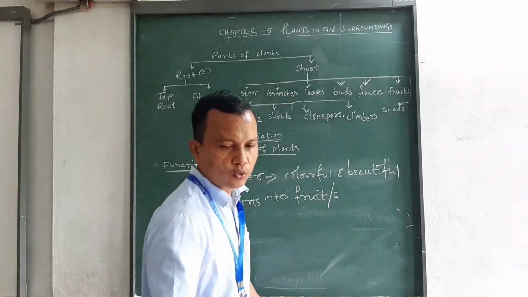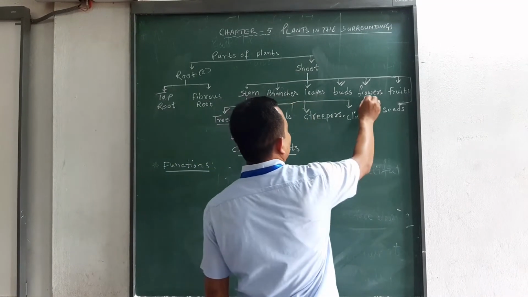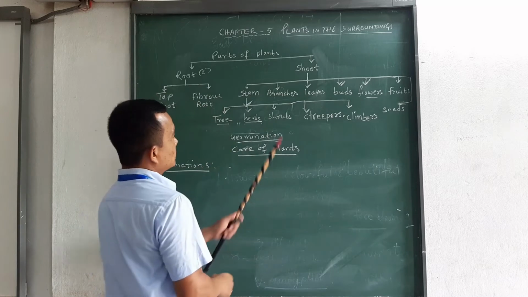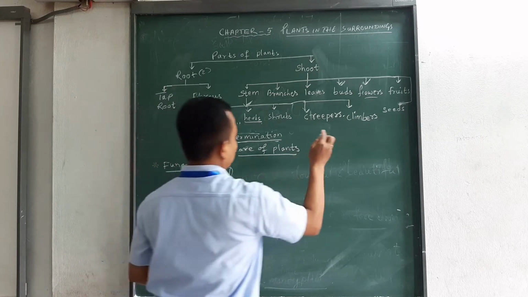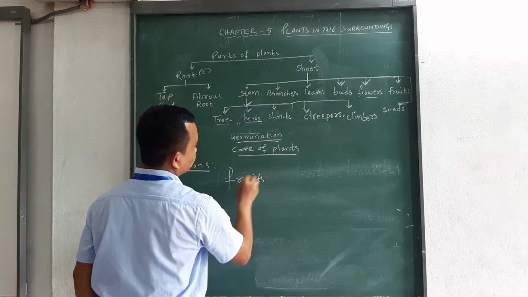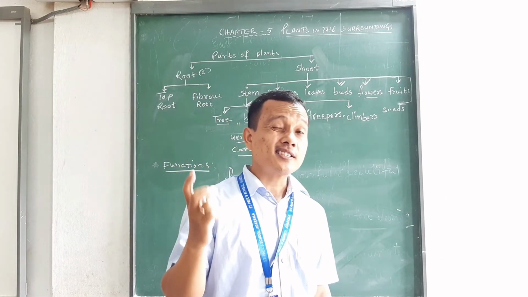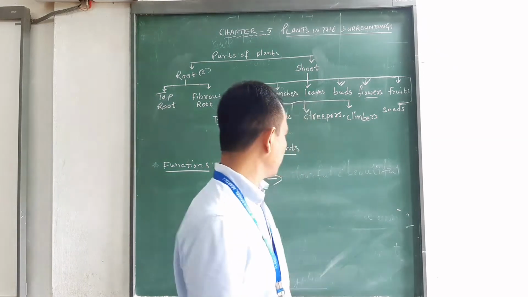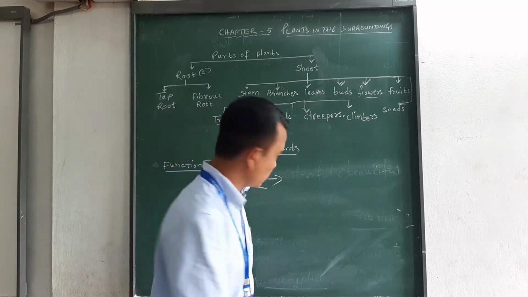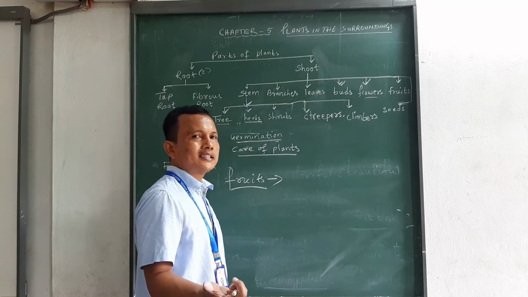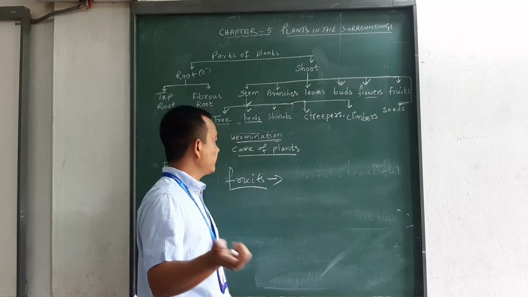Now let us come back to fruits. Fruit is the fleshy and tasty part of the plant that we eat. So most of the fruits are edible and some are not. For example, we eat fruits like apples, oranges, pears, pineapple, banana, etc.